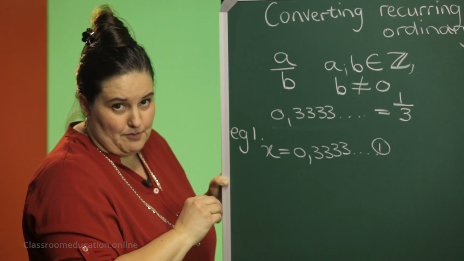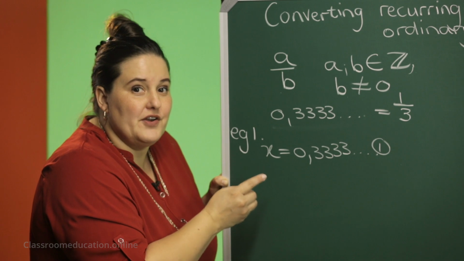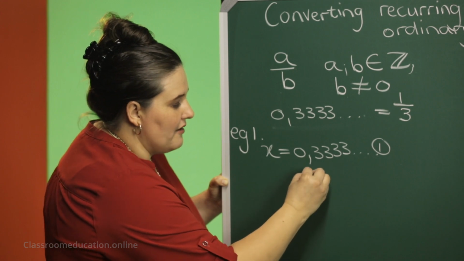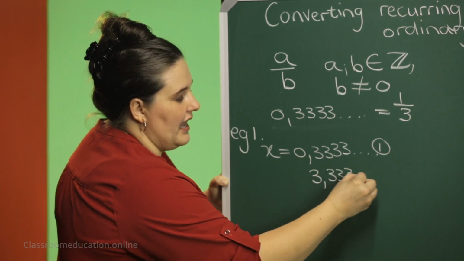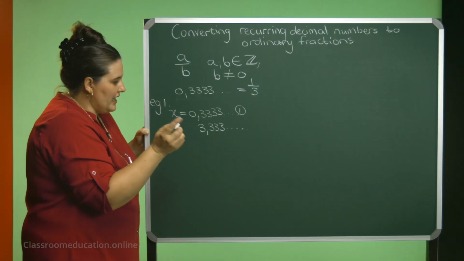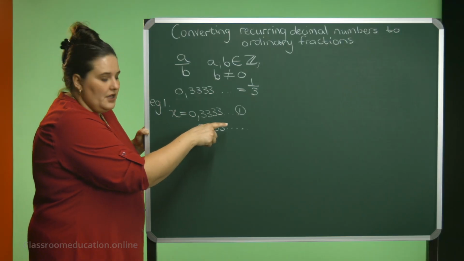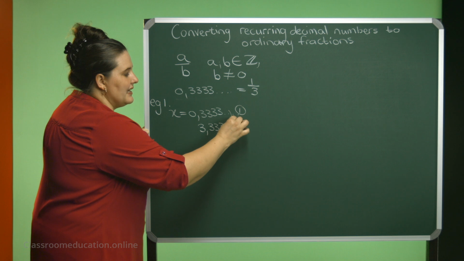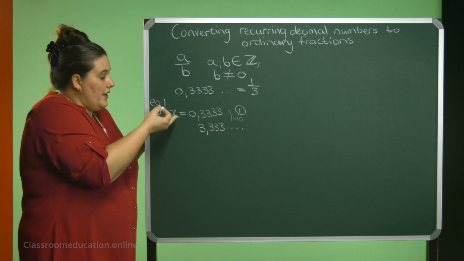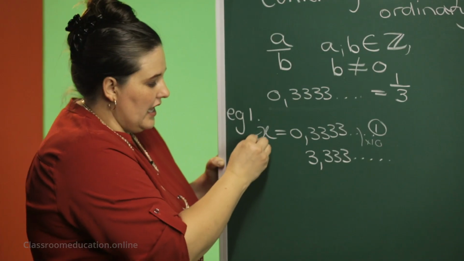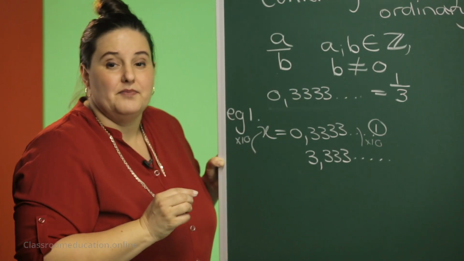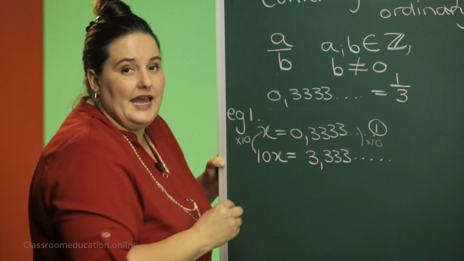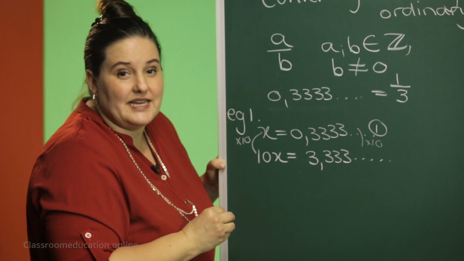Now, for the next step, have one of your recurring patterns on the left-hand side of the decimal. So I would like to have 3,333 and so on. But how did I change it from 0,33333 to 3,33333? What did I do? I multiplied by 10. And then you are going to do it with the x as well. So I will multiply by 10. And 10 times x will be 10x. And we can say that this is my second equation.